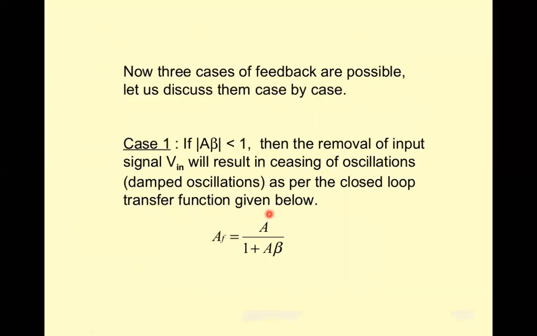Now, three cases of feedback are possible. Let us discuss them case by case. If mod of A beta is less than 1, then the removal of input signal Vin will result in ceasing of oscillations as per the closed loop transfer function given by this formula: feedback gain is equal to gain divided by 1 plus gain into feedback factor.